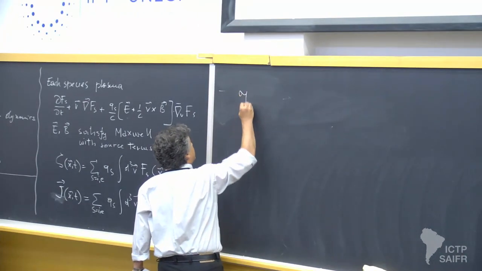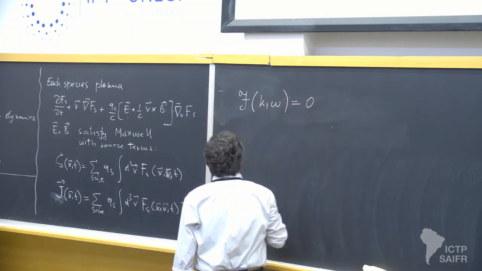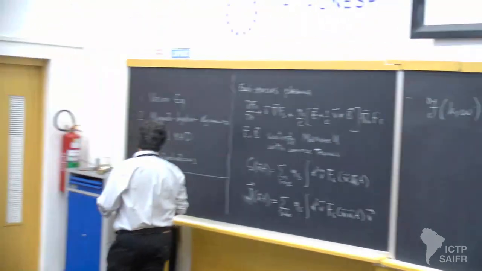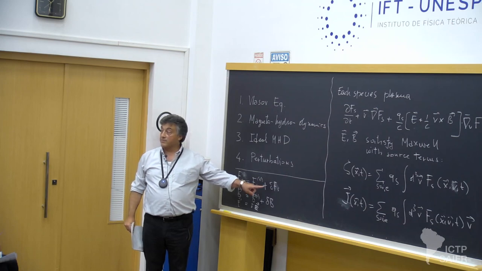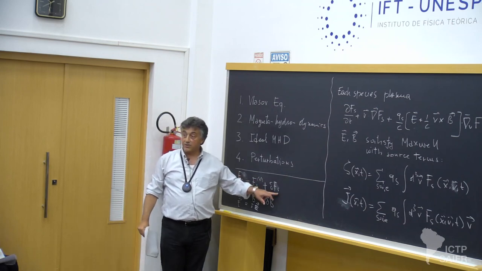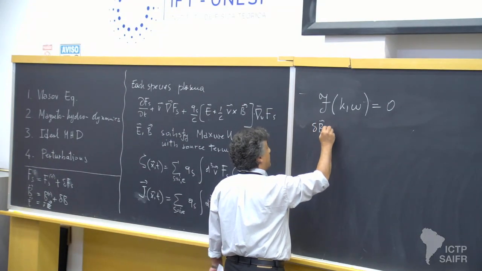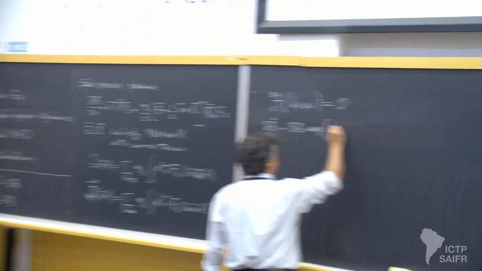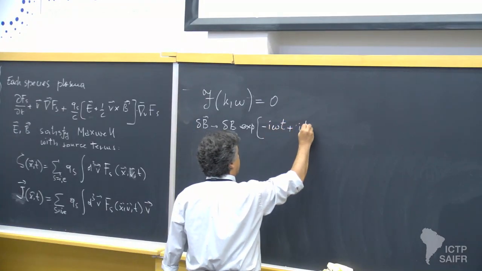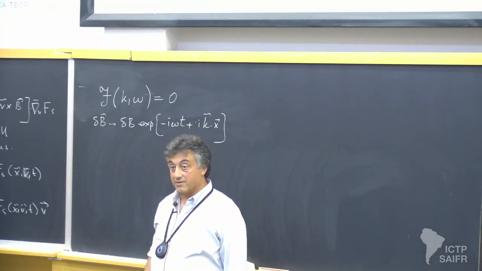some function f of k and omega equals zero. What are k and omega? Well, it's a game that is always played in this case. Once you write the perturbation in this form, you can decompose the perturbation in its Fourier modes. So you can always write all the perturbations in the form, for instance, delta B as delta B in modulus times exponential of minus i omega t plus i k dot x. And you do the same for all the perturbations, okay?